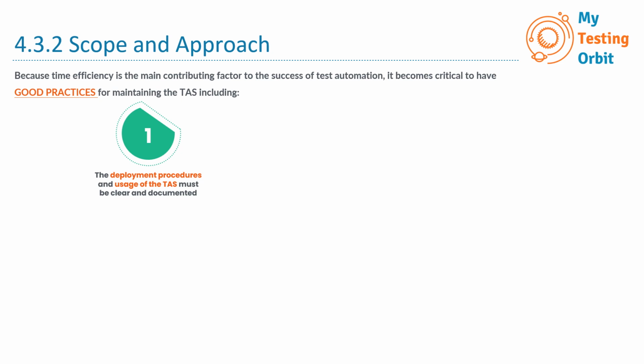So deployment procedures should be clearly outlined, detailing each step required to install, configure, and make the TAS operational. These steps should be explicit and easy to follow. Next one is usage of TAS, which means providing instructions on how to use the TAS for testing purposes. This includes guidance on running tests, interpreting results, and troubleshooting common issues.